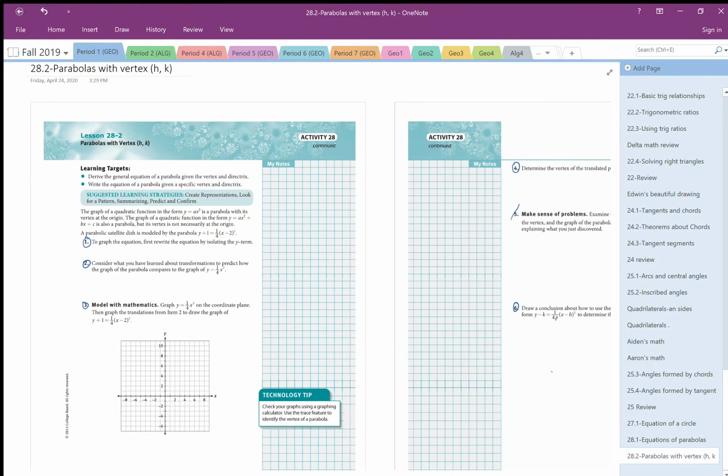Today we are going to do section 28.2. This chapter is only two sections. So we did the first one on Monday, and now we're finishing it up.